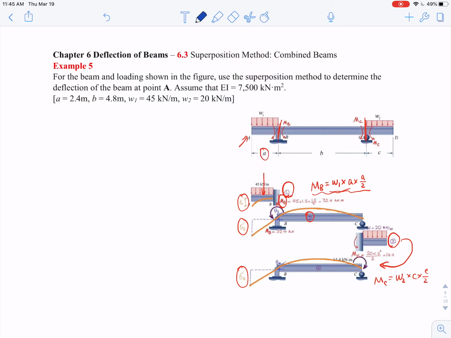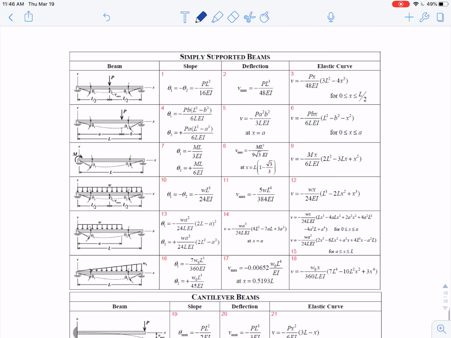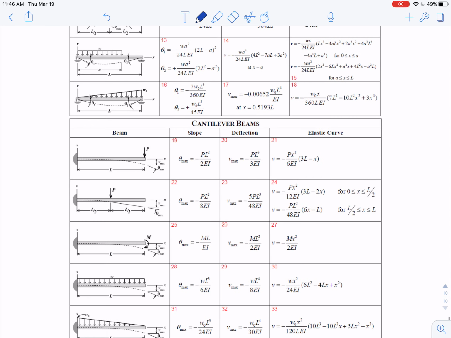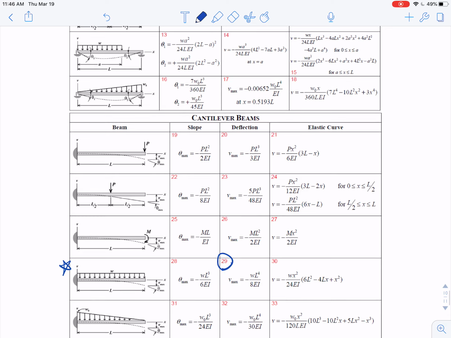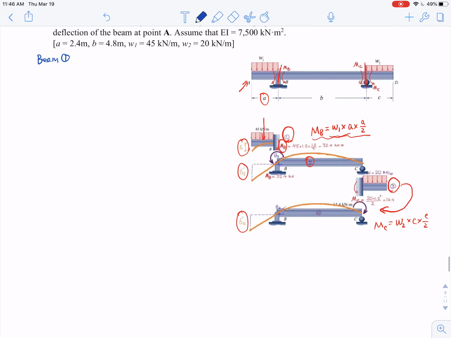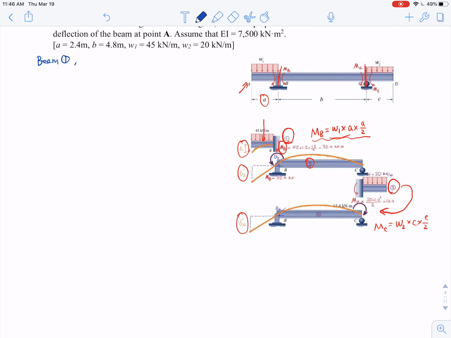Let's look at the first one, beam 1. We have been very familiar with this. Without looking, I know it's equation 29. Let's double check. Here, this is a cantilever beam subjected to distributed load. So we'll use equation 29 to calculate the downward deflection. So this is equation 29.